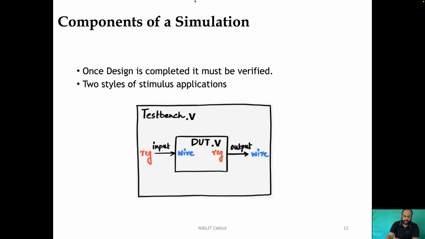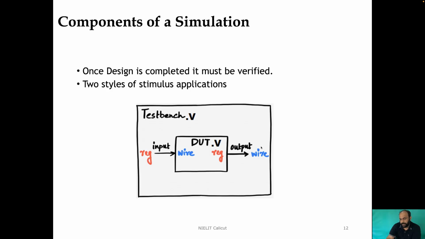So having discussed the hierarchical modeling concepts, we are ready to discuss the components of a simulation. Especially once the design is completed and functionally simulated, we are ready to verify the design. So this process of verifying the design is called application of stimulus or test bench. This is the simplest way of verifying a design. So there are two styles by which a stimulus or a test bench can be applied.